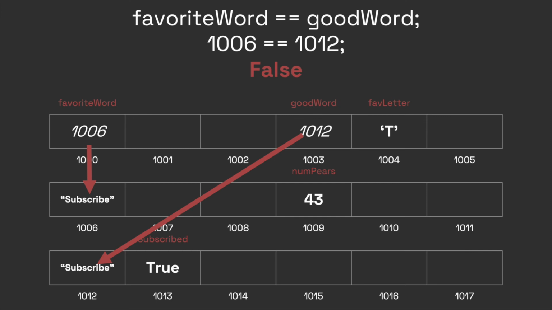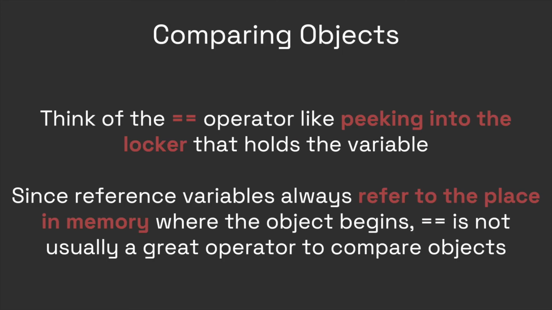word inside of it. Think of it this way, the comparative operator is kind of like peeking into the locker that holds the variable. But since reference variables hold a pointer or place in memory in their locker, equals equals probably won't be a great operator to compare objects.